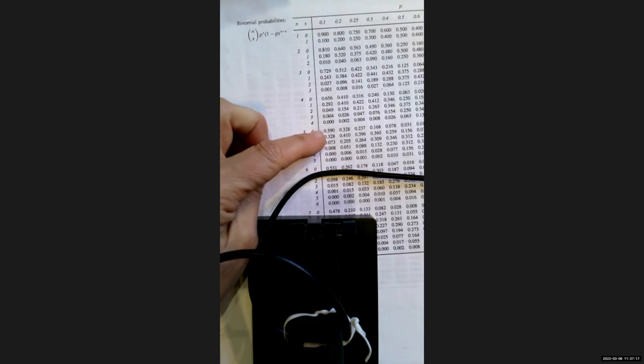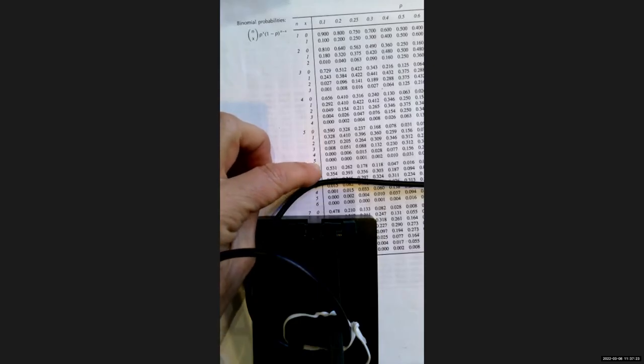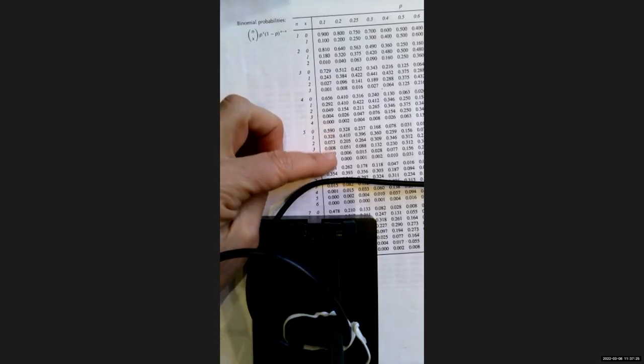So when we were looking at this formula a few minutes ago, and we said all you need to know is the little p and the n, then you have to sequentially calculate all the values of the probabilities for each of the possible values of x. Here is our table that's showing us what those are. So somebody's already made those calculations for you.